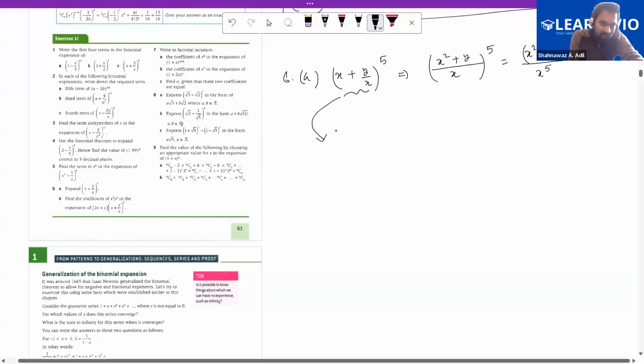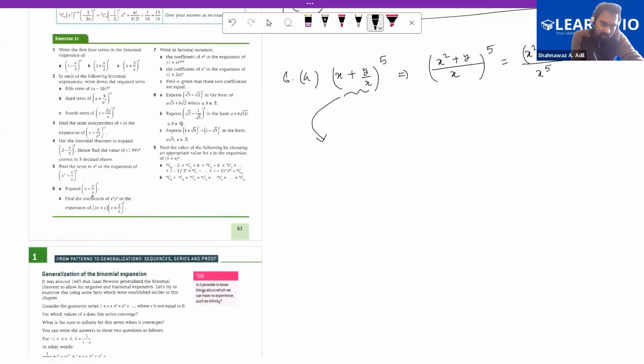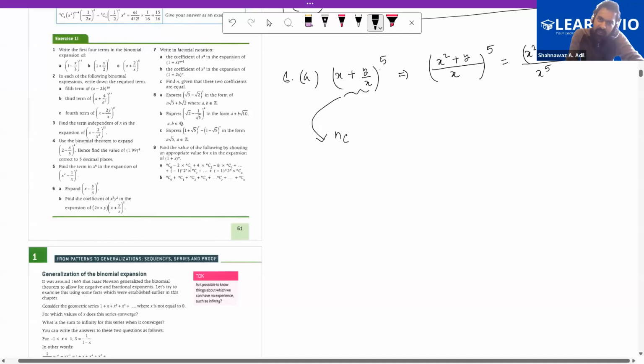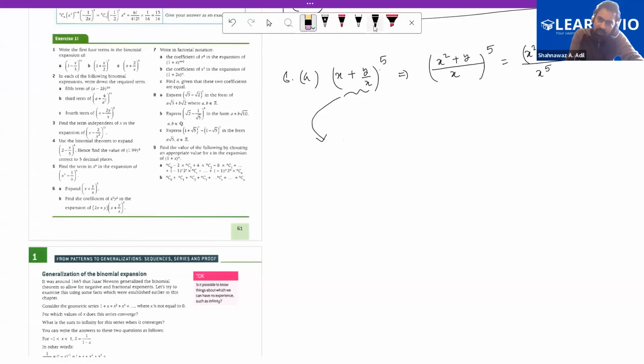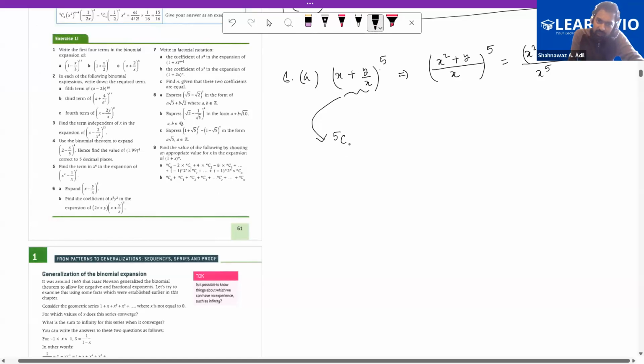We have to find the term in x to the power 6 in the expansion of this one. So this would be 5C0, and then x to the power 5 into (y by x) to the power 0, so that is 1. And then 5C1, this is x to the power 4 and (y by x) to the power 1. And then the next term is 5C2.